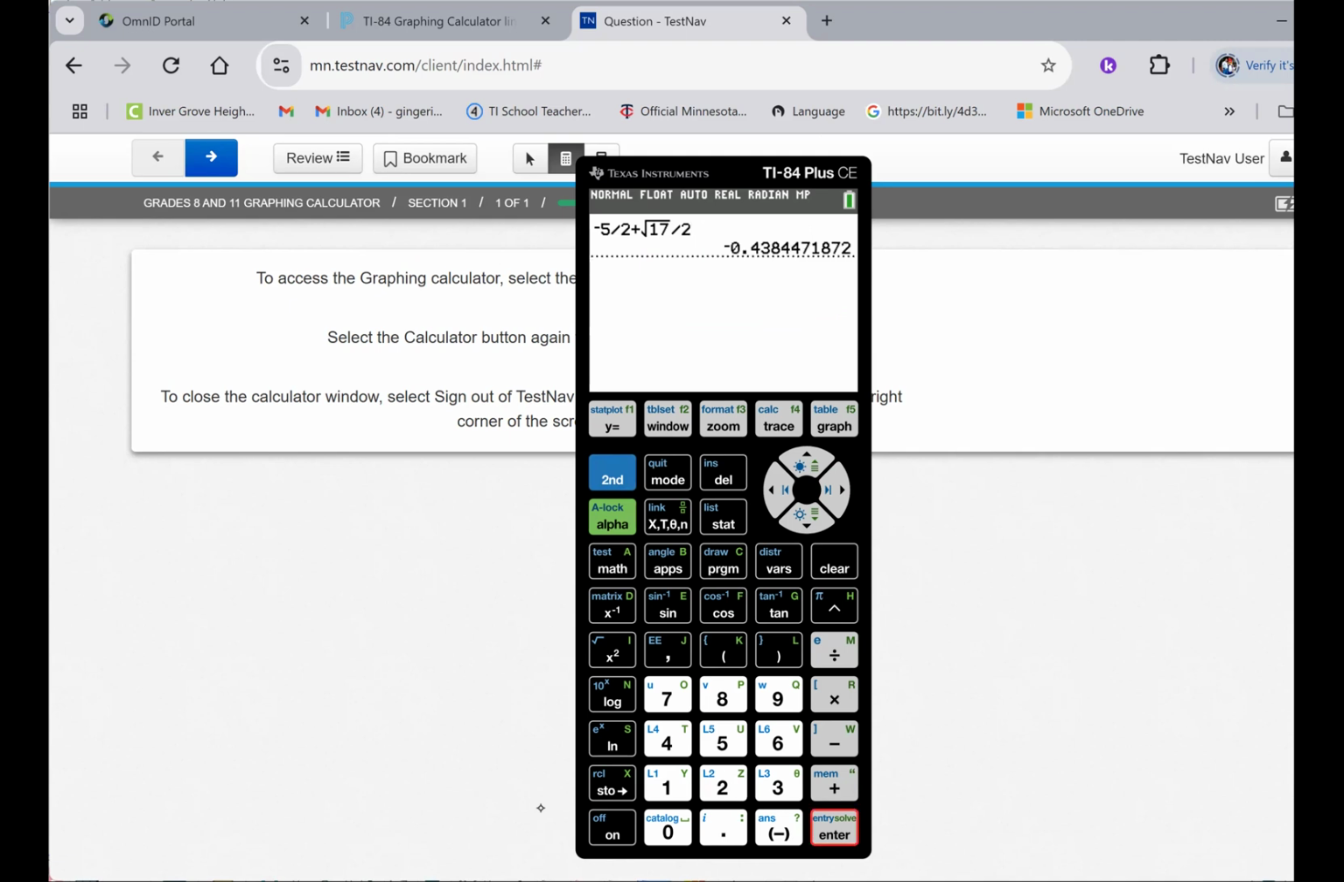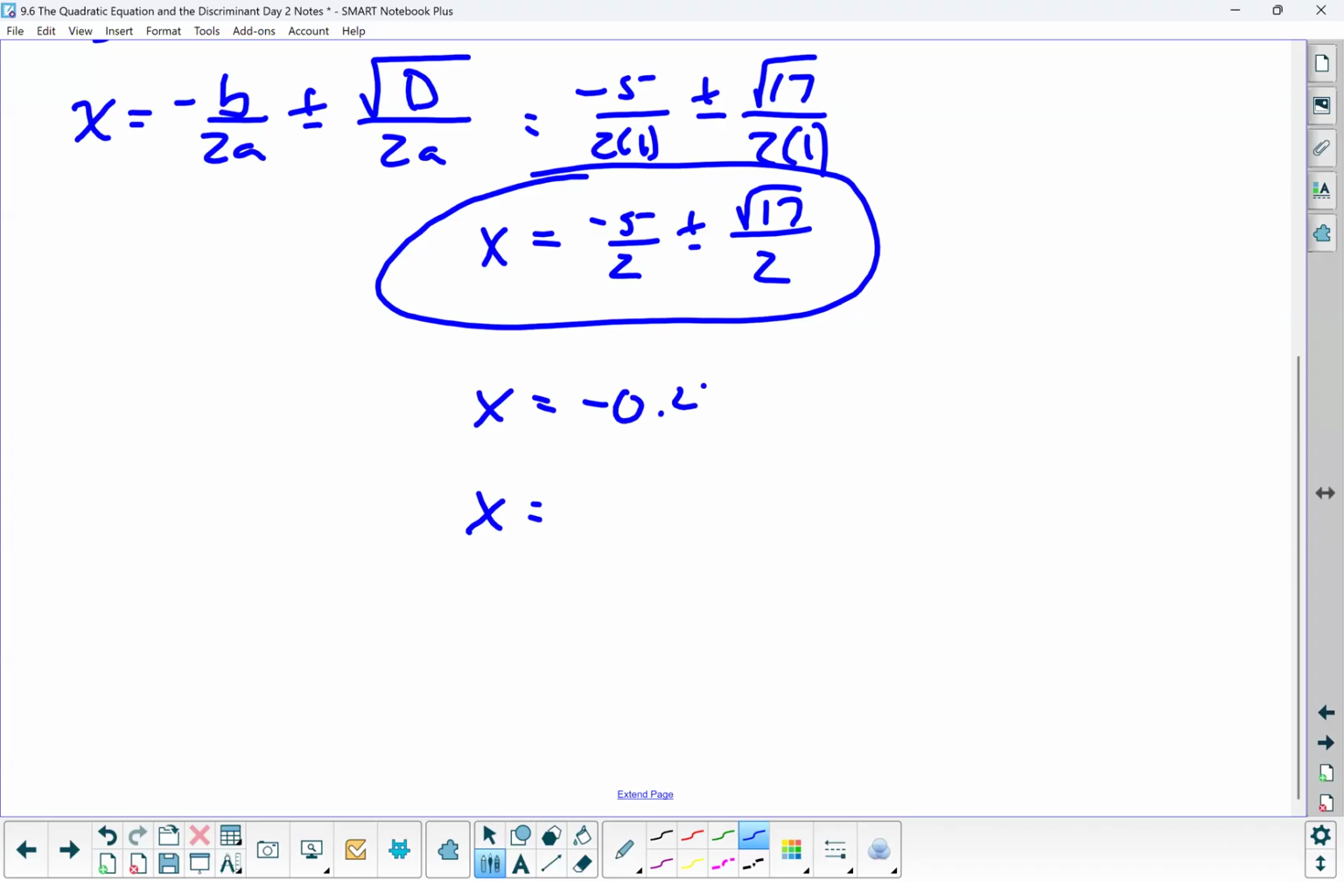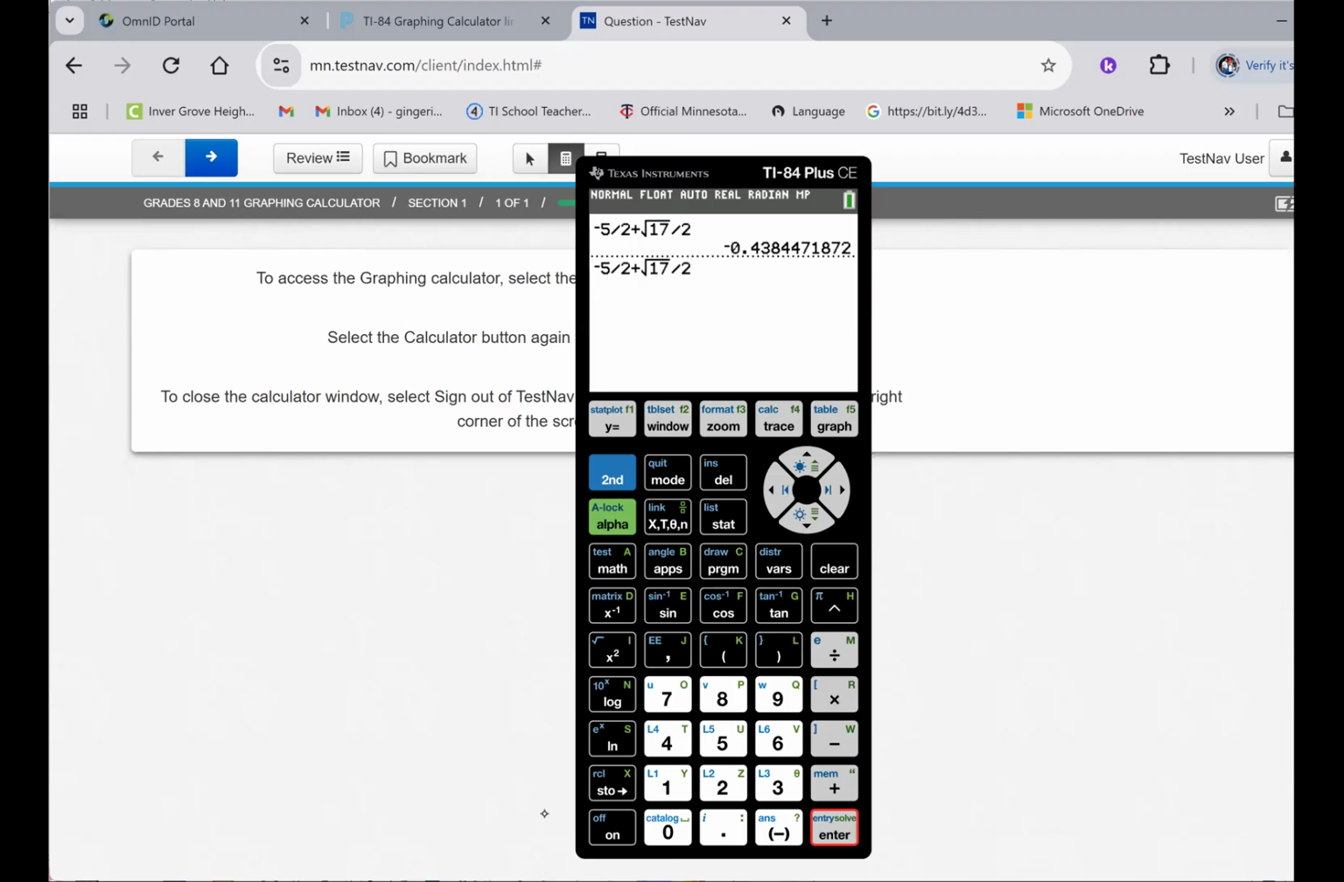So negative 0.4384471872. Rounded would be negative 0.44. And then to find the second solution, same thing, just change the plus to a minus.